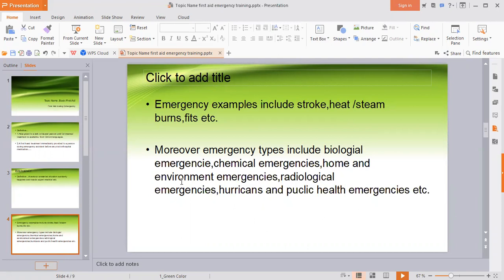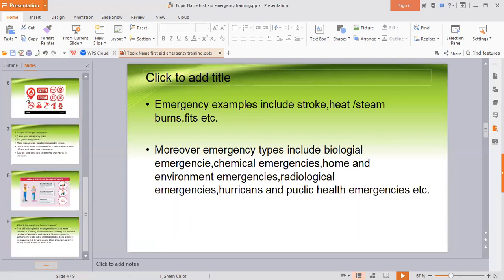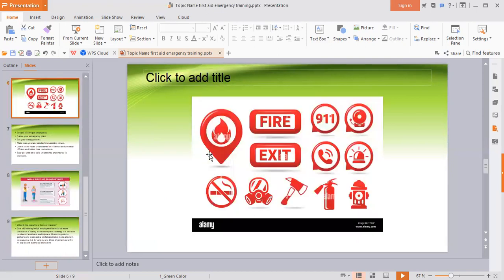Although there are so many emergency examples, I mentioned some of the names of the basic emergency conditions to know about the emergency types. Moreover, emergency types include biological emergencies, chemical emergencies, home and environmental emergencies, radiological emergencies, hurricanes, and public health emergencies, etc. So, emergency could be everywhere and it could be in everyone's life. So, we have to save our lives to save other lives.